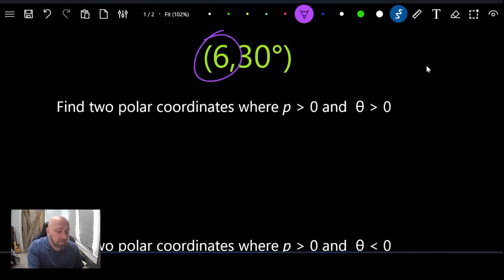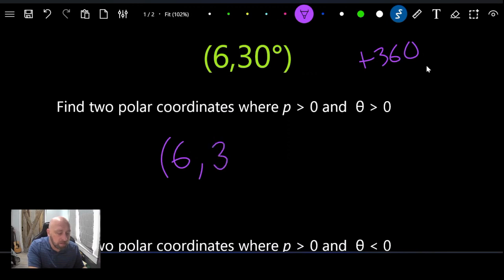The 6 can't change because the 6 has to be positive. So we're going to have 6, but the angle is going to be able to change. How do we do this? Add it to 360, so it would be 6, 390. That would be one. And then another one would be 6, and then we could add another 360.